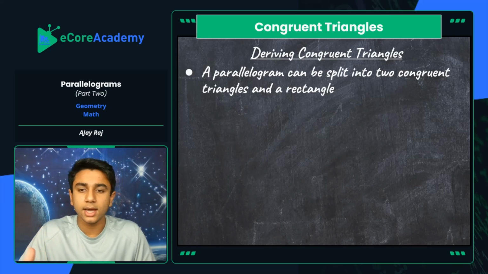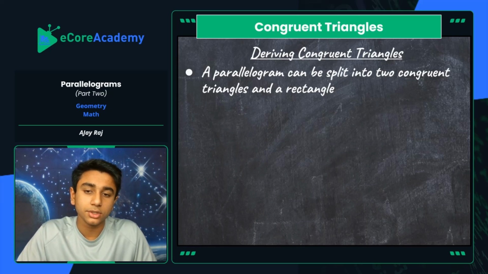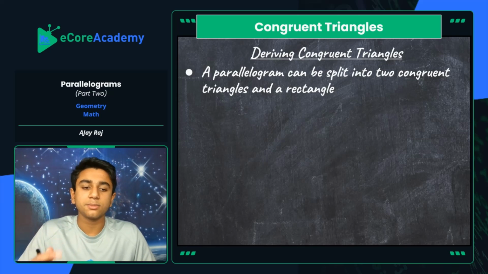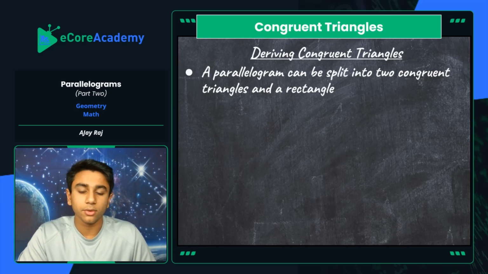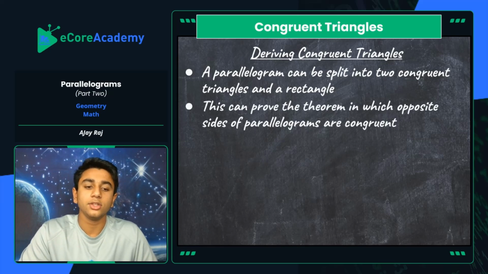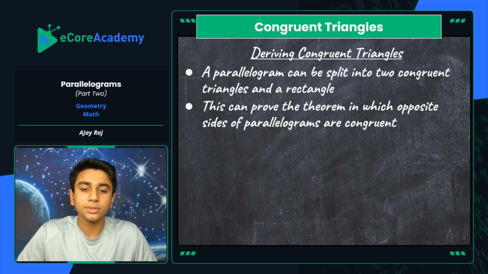A parallelogram is not that case, but what we can do here is, if we're not given enough information, we can split it up into given shapes. And the most popular way to do that is splitting it up into two congruent triangles and one rectangle, or a square, which is a type of rectangle, depending on the type of parallelogram. So this can prove the theorem in which opposite sides of parallelograms are congruent.